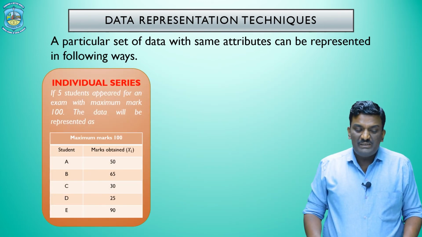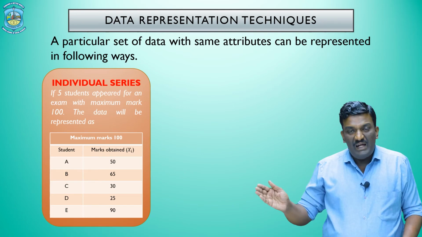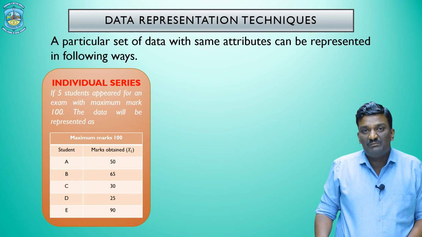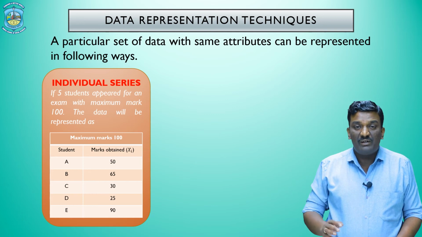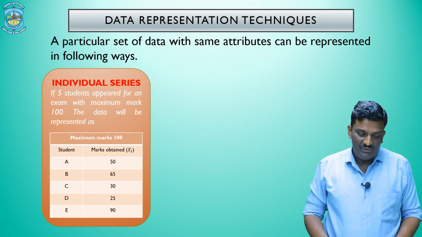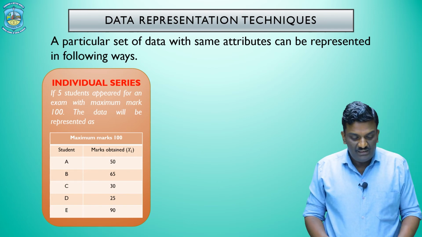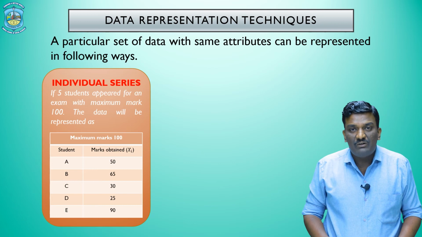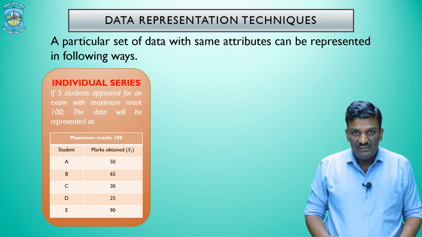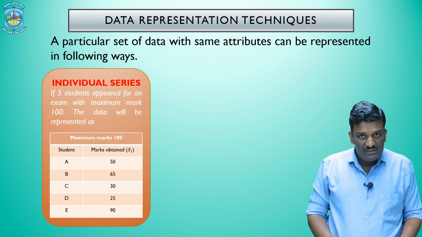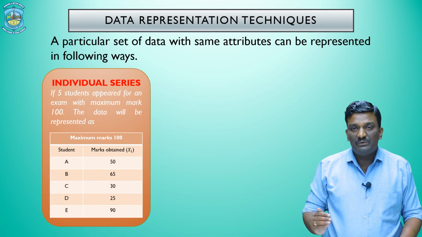Here 5 students appeared for an exam with maximum marks 100. As the number of students is very less and the marks are very high, there is a very little chance that the students may have a repetitive value. Here you can see A got 50, B got 65, C got 30, D got 25 and E got 90. Now if we want to represent this data, the best way is individual series, where each individual marks of the student can be shown separately.